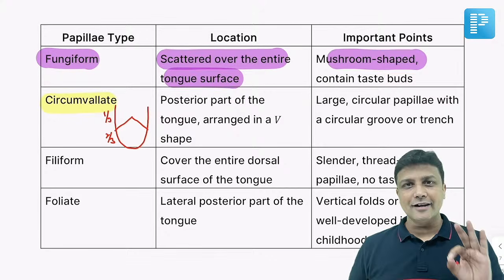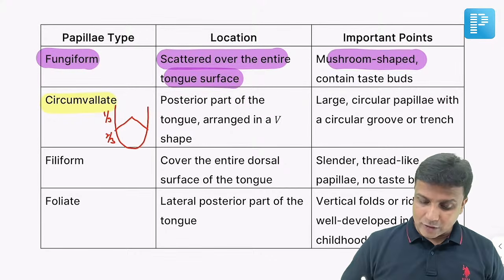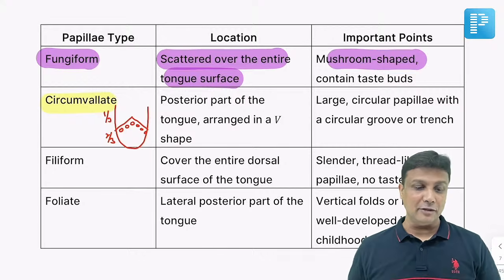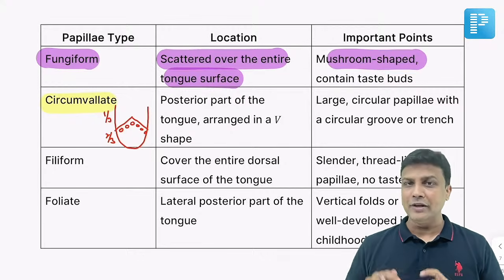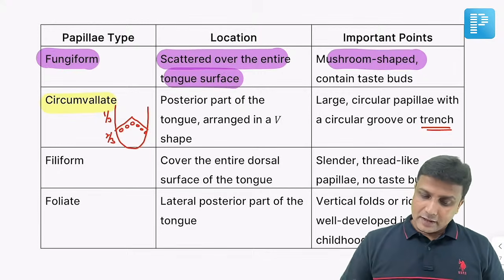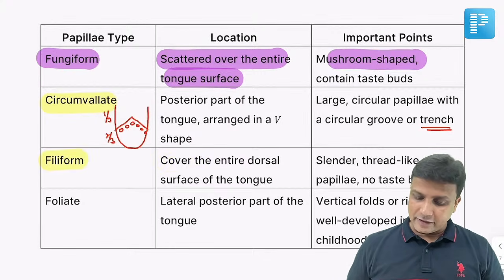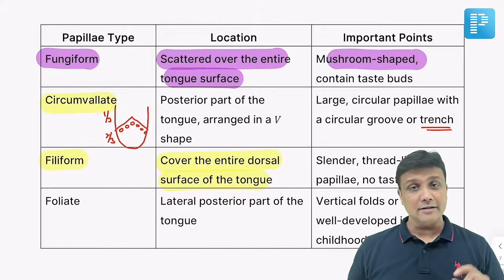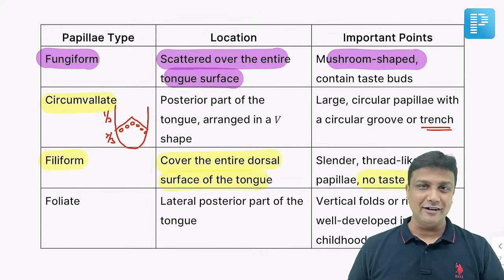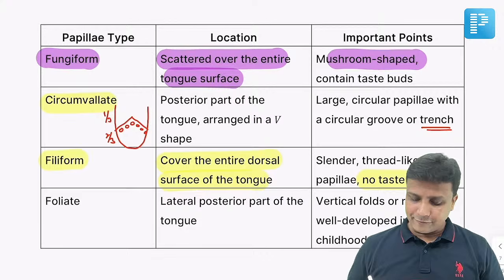And circumvallate papillae, when you look at the diagram of the tongue, conventionally we divide the tongue into the anterior 2/3, the posterior 1/3, and the posterior most part. Where exactly are the circumvallate papillae located? They're located in the anterior 2/3, in a V-shaped arrangement. Anterior 2/3 in the V-shaped arrangement. That is something really important. They're large and circular papillae with a deep trench on either side, as I told you. Then the filiform papillae cover the entire dorsal surface of the tongue. They are slender, thread-like, but an important point to remember, they don't have any taste buds. And foliate papillae are present towards the lateral surface of the tongue.